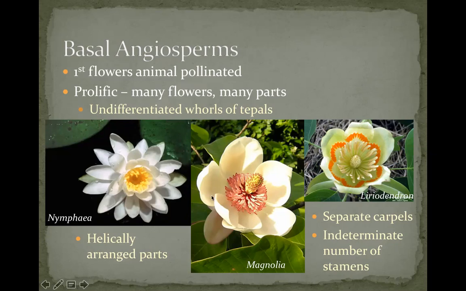They do have helically arranged parts, and they usually will also have an indeterminate number of stamens. So that means they're just going to produce tons and tons of stamens, and then they'll have their one pistil typically in the center. So some examples of basal angiosperms are Nymphaea, or the water lilies, magnolias, Liriodendron, which can get pretty big. Other good examples of basal angiosperms are actually avocado, Persea americana, and then the California laurel bay. So Umbellularia californica is also a basal angiosperm.